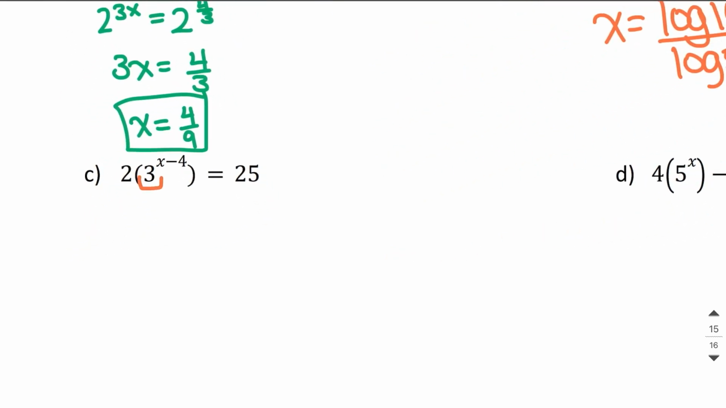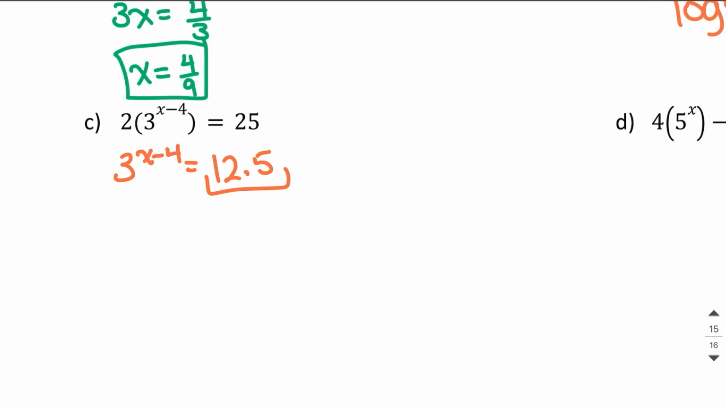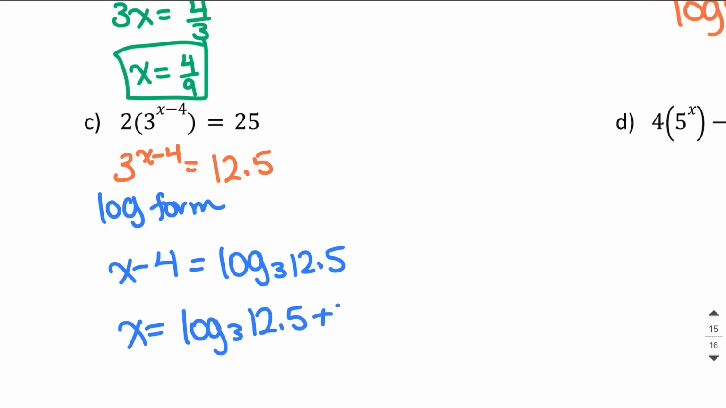I'm going to try to get a common base, but here my base is 3 and here this is 25. There's just no way I can get that. I'll get rid of the 2 first and see if that helps me by dividing by 2. But when I divide 25 by 2, I get 12.5, and 12.5 also can't be written with a base of 3. So I'm going to try to put this in log form. So remember, the exponent, which is x minus 4, is going to be equal to log base 3, the base right here, of 12.5. So then to isolate x, I'm going to do log base 3 of 12.5 plus 4.